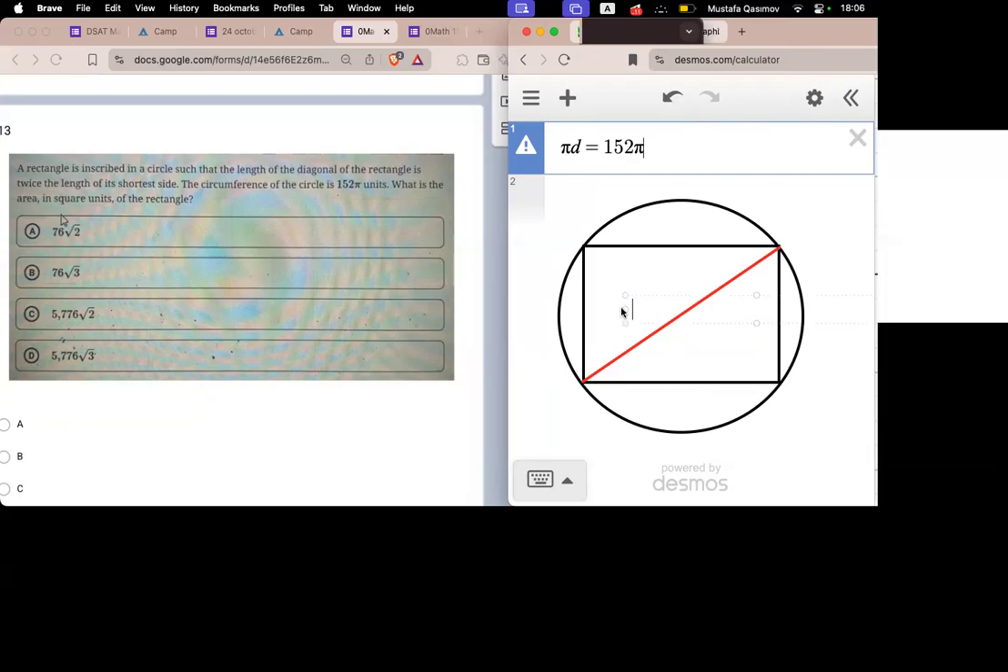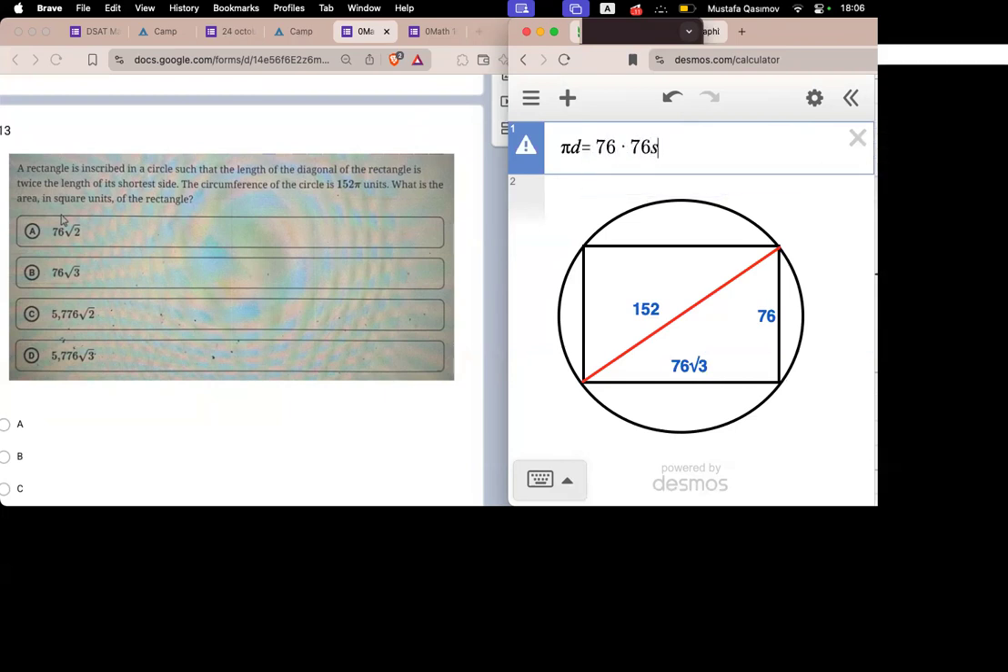And it's also diagonal of rectangle. After that, it say diagonal of rectangle is twice of its short side. So if it is 152, here will be 76. And here we can use Pythagore. If in question it say hypotenuse is twice of another side, it means it's 30-60-90 triangle. You can use that one or you can use Pythagore, it is 76 square root of 3. After that, we can find area of rectangle just like that. And the answer will be D.